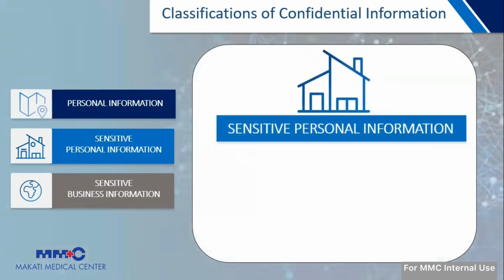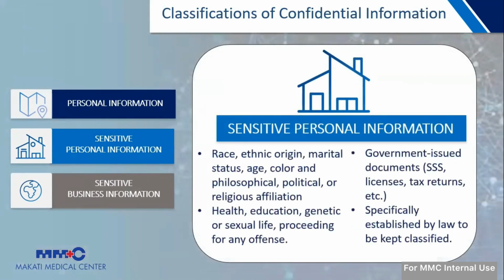Sensitive personal information may refer to the following: race, ethnic origin, marital status, age, color, and philosophical, political, or religious affiliation, health, education, genetic or sexual life, proceeding for any offense, government-issued documents like SSS, licenses, tax returns, and others specifically established by law to be kept classified.